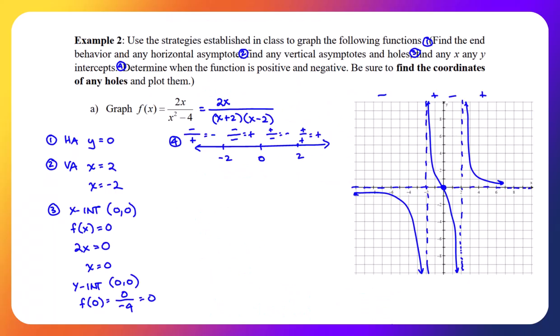So for example, 2 and 3, what I did is I numbered the directions. 1 would be the end behavior horizontal asymptotes, 2 vertical asymptotes and holes, 3 intercepts, and 4 testing regions. So then, for the horizontal asymptote, I see that this is bottom heavy, so right away I know that the horizontal asymptote is y equals 0.